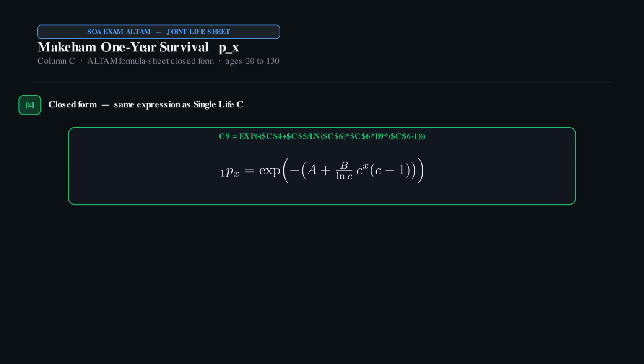Column C is 1 year survival under Makeham. The Excel formula is the ALTAM closed form, exponential of minus A plus B over ln C times C to the X times C minus 1. That is exactly cell C9, copied down to age 130.